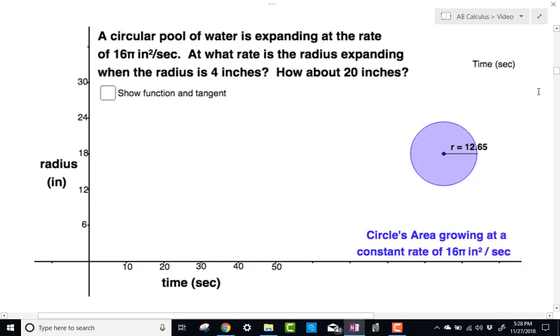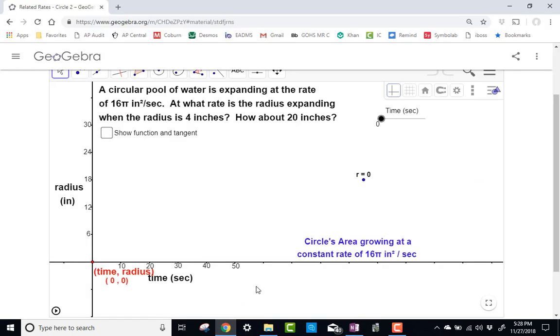So what we're going to do is look at the applet for this one. I'm going to go to the applet page at GeoGebra here. What this graph is showing us is the radius versus time, so how big is the radius versus the amount of time that goes on. Now keep in mind that the area is growing at a constant rate of 16 pi inches squared per second. So watch what happens as time goes by here.